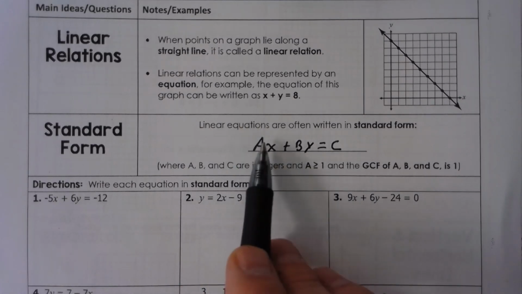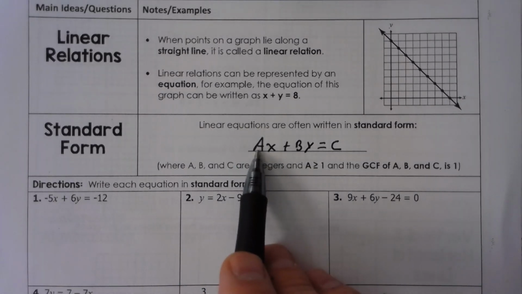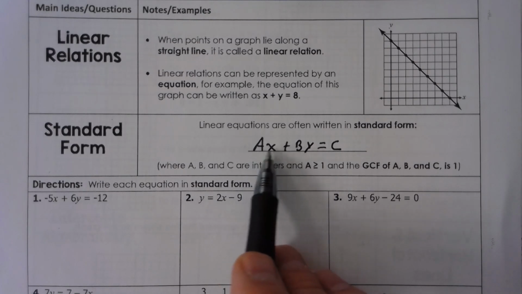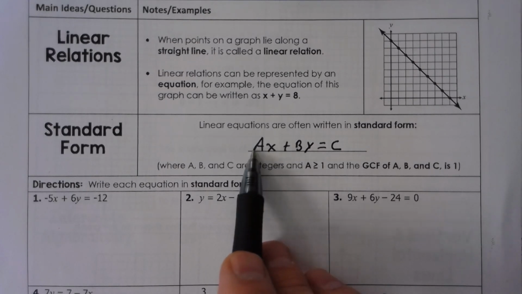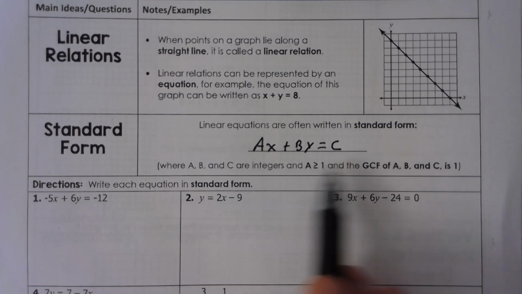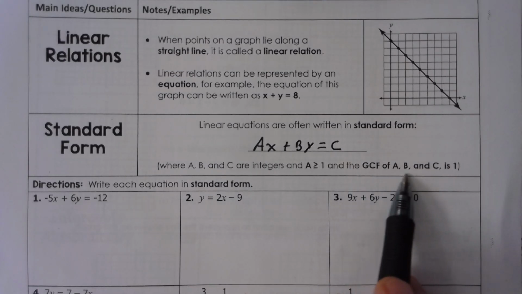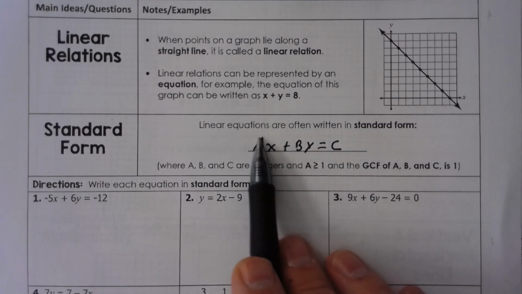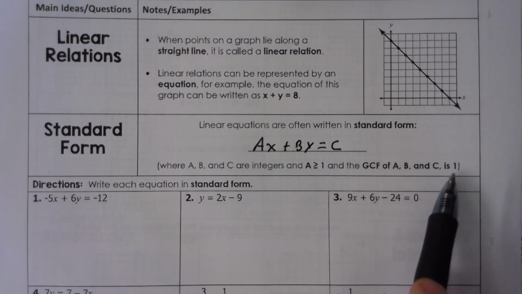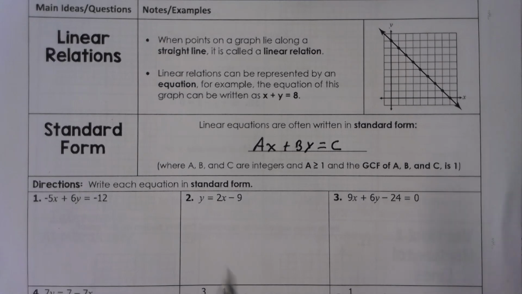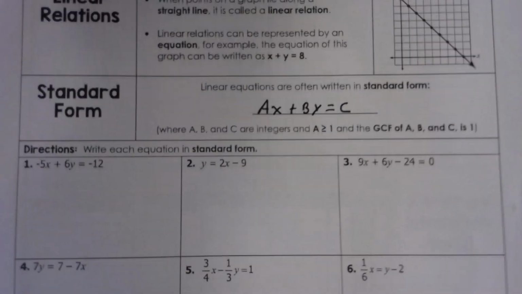And a has to be greater than or equal to 1. A cannot be a negative number. So whatever number is in front of your x cannot be negative. And also, they have to be simplified as far down as they can be. The greatest common factor between a, b, and c can only be a 1. All right, so let's see how to rewrite these things and what we need to do with them.